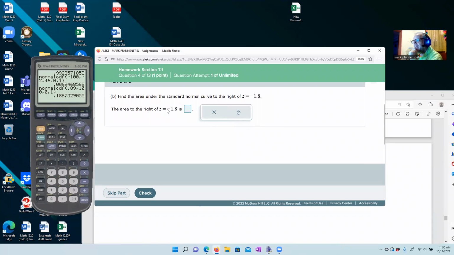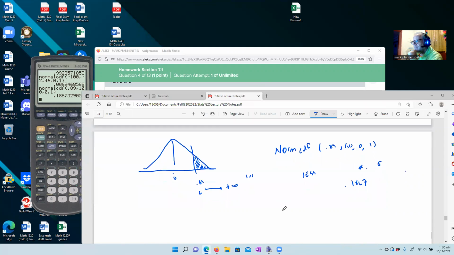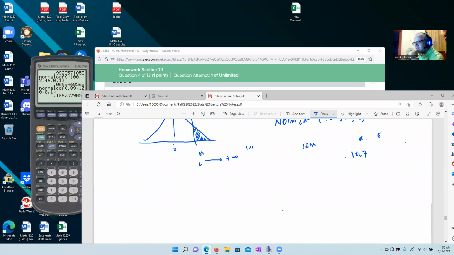Let's move ahead. Now we want the area to the right of negative 1.8. Negative 1.8 is right here. They want to the right of this, they want all of this here. So negative 1.8 is our low number, and then infinity is our high number. So pick a big number in comparison to like -2, -1, -3. Again, I'll pick 100.